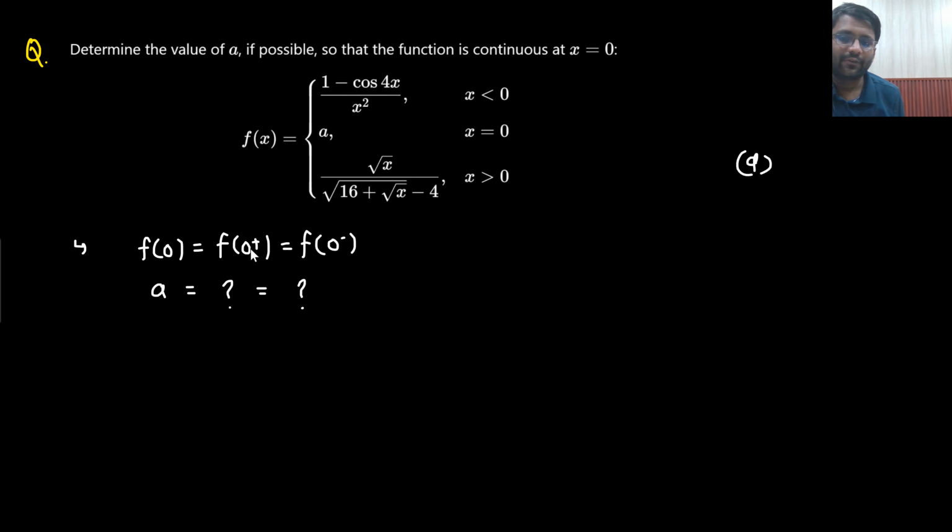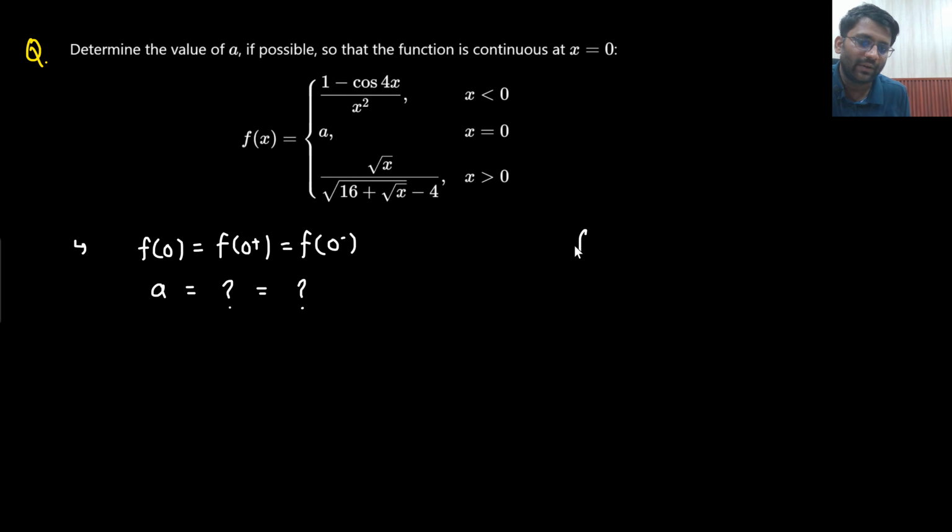Are you understanding? If f of 0 plus and f of 0 minus are becoming different, then what will you say? Sir, the limit also does not exist and the function is also discontinuous. But here they are saying that function is continuous, then answer would be option D. So you have to check the value at 0 plus as well and 0 minus as well.